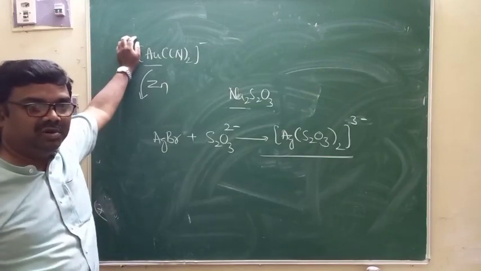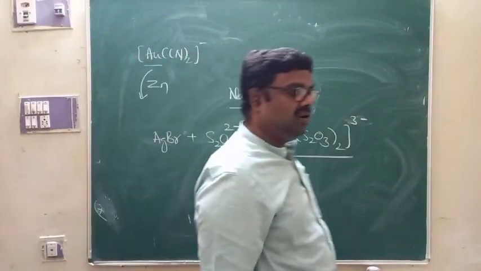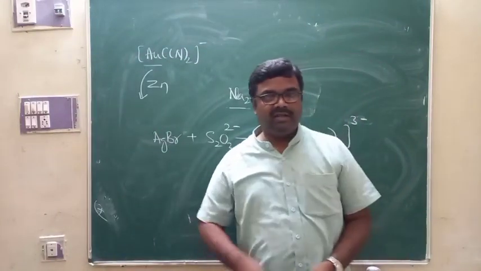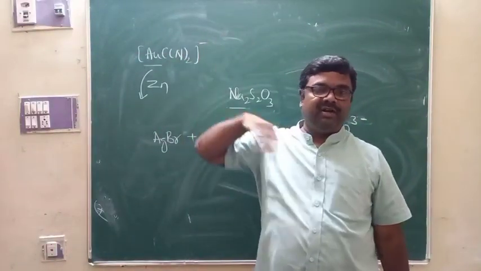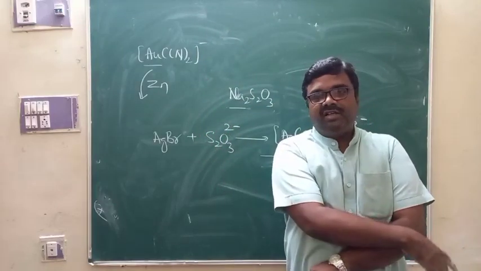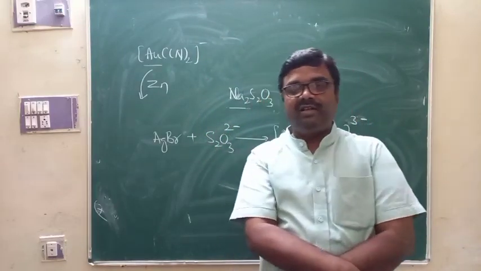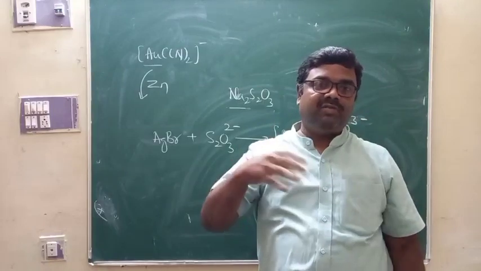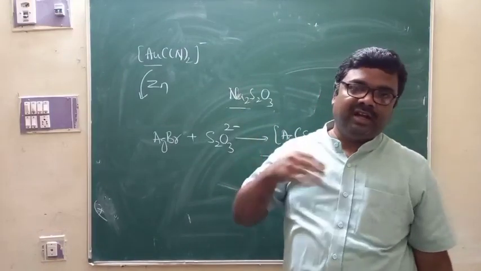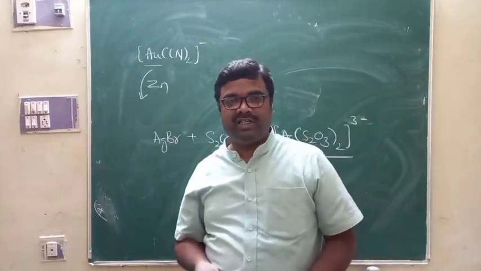So this is one more application: in the extraction of gold and silver from their ores, we make use of complex chemistry, where these metals are extracted by converting them into their respective complexes using cyanide solution. From the cyanide solution, the required metal can be separated by adding highly reactive metals like zinc and magnesium.